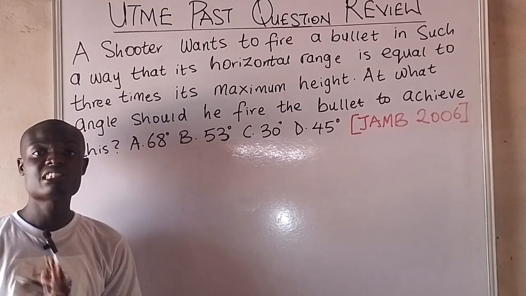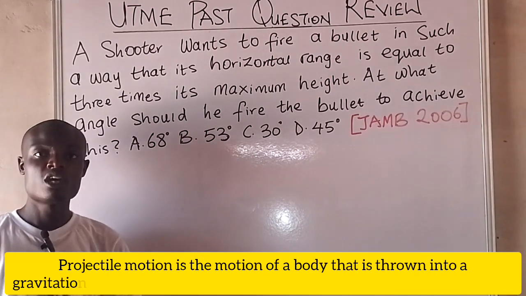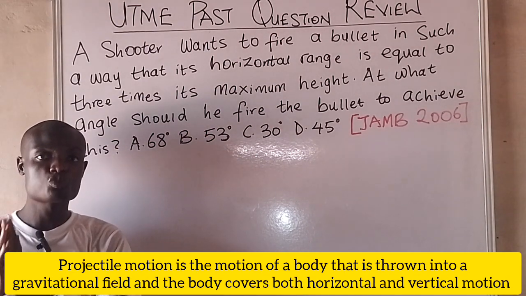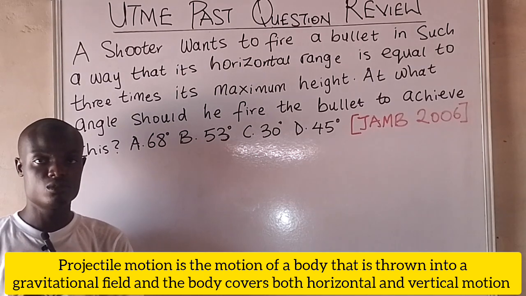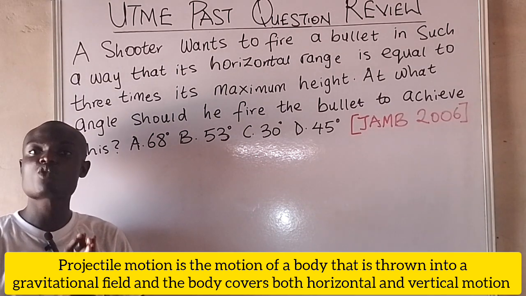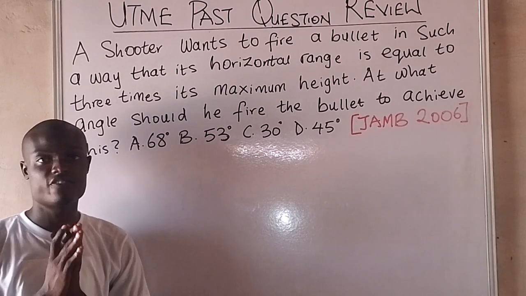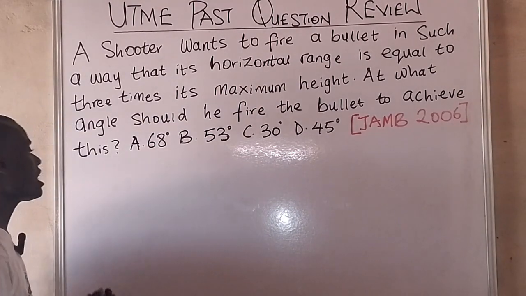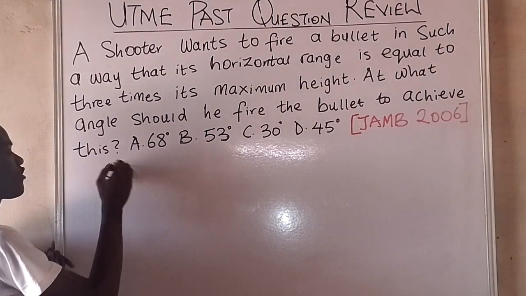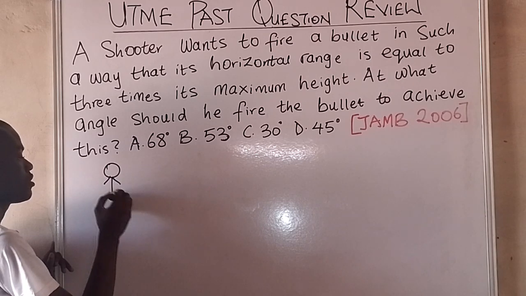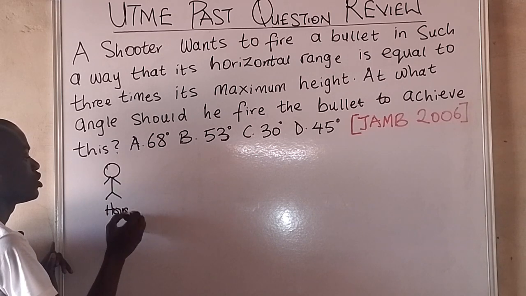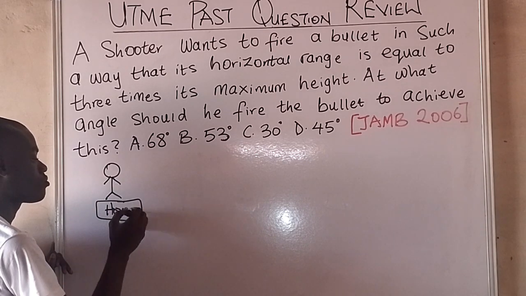A projectile motion is simply a motion of a body in which a body is thrown into a gravitational field and the body covers both horizontal motion and vertical motion. Now let me simplify that for you. Let's say a boy decides to walk from his house, let's say this is the house, to his school.